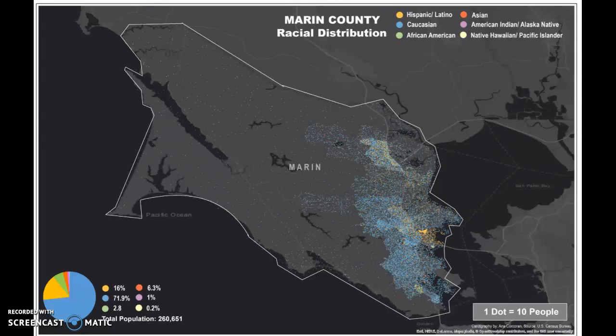I also chose to make a pie chart and include the breakdown in the bottom left corner because I felt that it was an easier way to have the users be able to quantify how much of the population belongs in each category. As we can see in Marin, the overwhelming majority is Caucasian, followed by Hispanic, and I just felt like this was a way to make it more user-friendly.